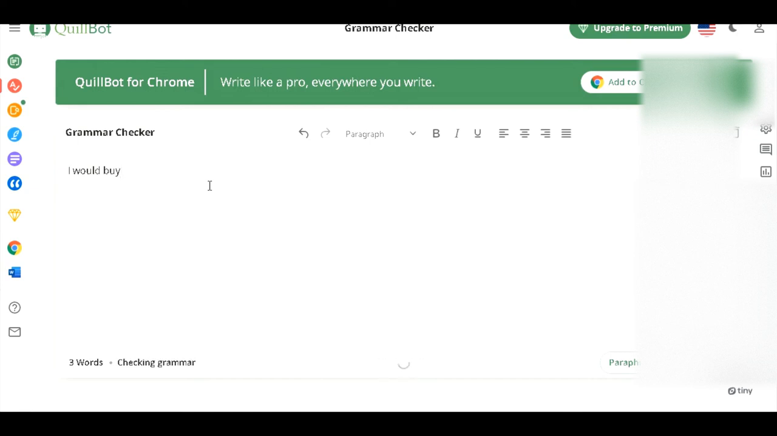I will buy a new car. Yeah, a new car and a new house. And what else? I want to go travel.